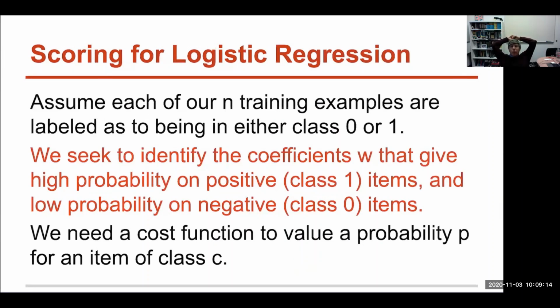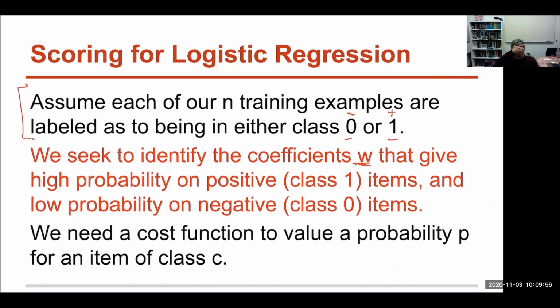So how do we come up with a criteria for this? We need some kind of cost function for what it means to be the best fitting classifier. We're going to assume that we have n training examples, and they are either labeled positive or negative, which we're going to, again, determine as class 0 and 1.